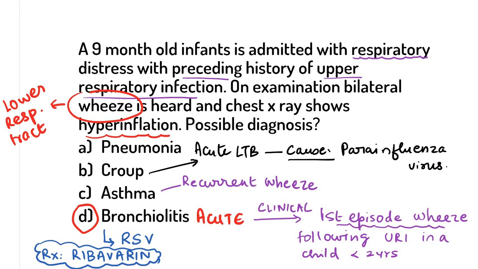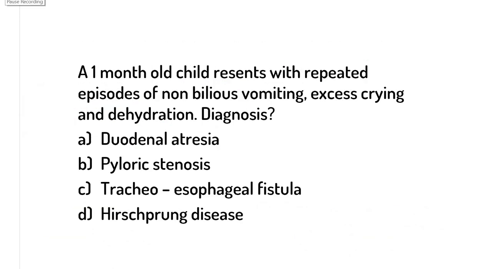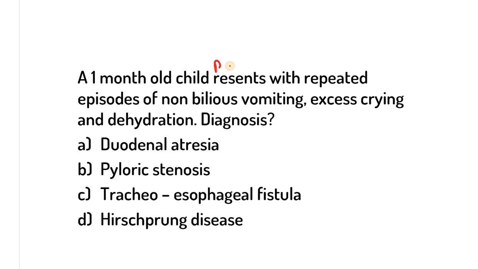The next question we have is a 1-month-old child who presents with repeated episodes of non-bilious vomiting, excessive crying and dehydration. What is the diagnosis? This is a 4-week or 1-month-old child with non-bilious vomiting. Non-bilious vomiting itself tells you the problem is in the upper part of the gastrointestinal tract. Because of repeated vomiting, the child has also gone into dehydration. What is the diagnosis? This is a classical presentation of pyloric stenosis.